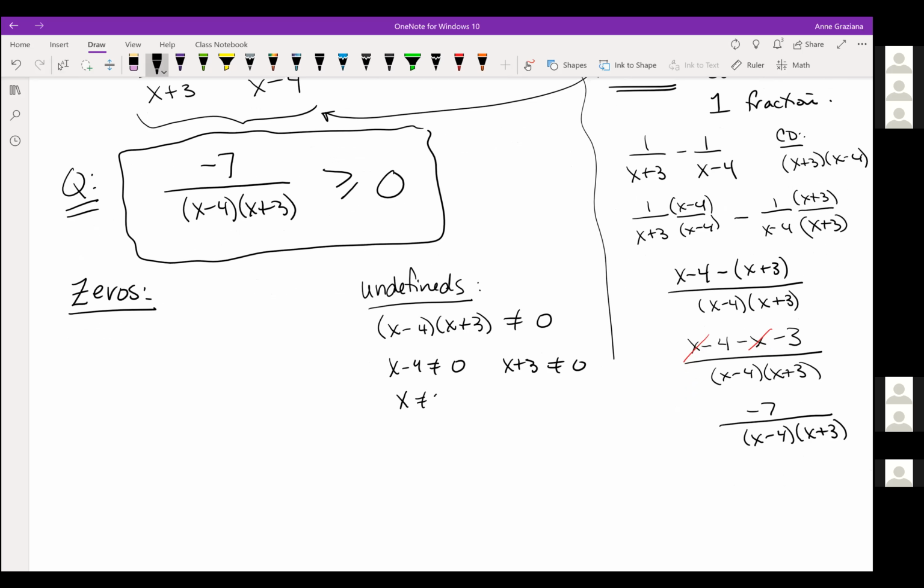So x cannot equal 4 and x cannot equal -3. So those are undefines. Okay.